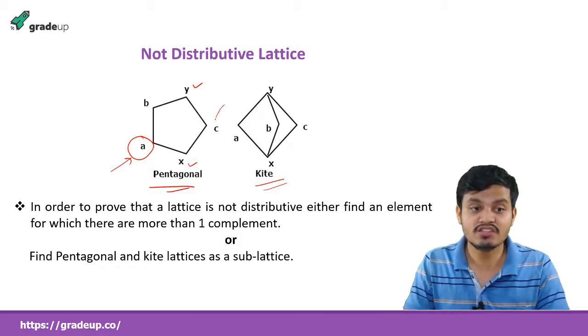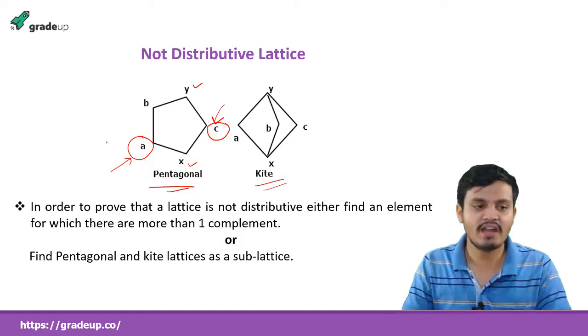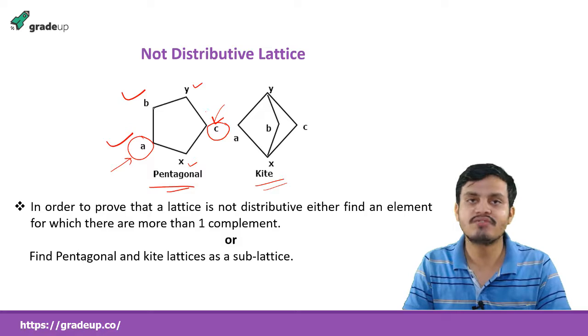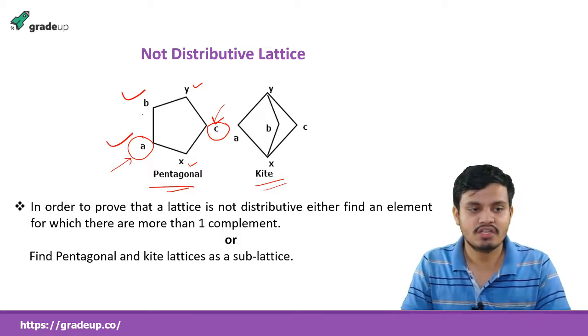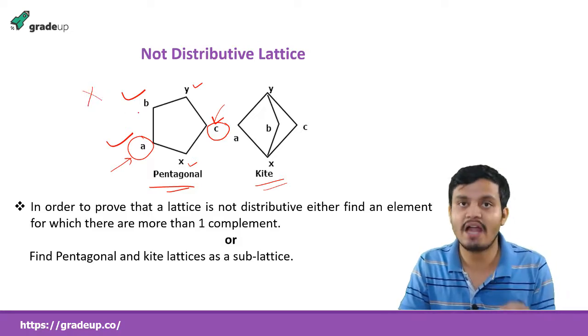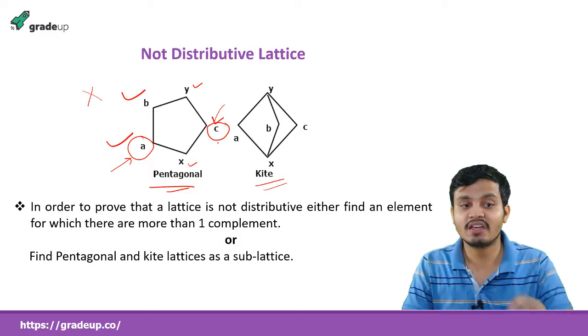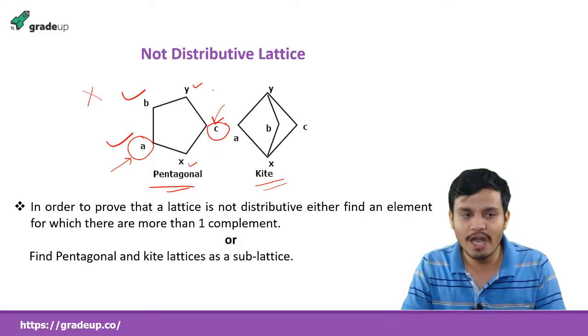But if you see this C, it has two complements, and you can easily see that A and B are those elements which are complements of C. So these two are the complements. So I can say that it is not a distributive lattice, because in a distributive lattice an element cannot have two or more complements, and here C has two complements, so it is violating that property. That is why it is not a distributive lattice.